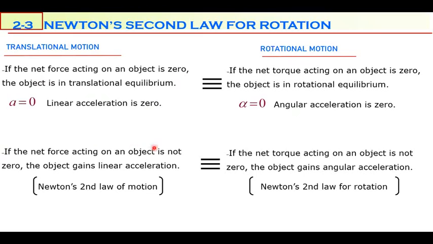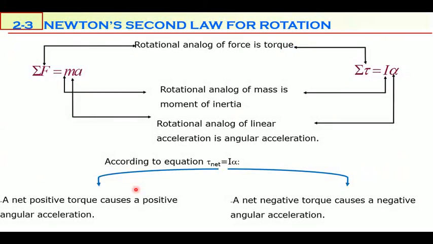What if the force acting on the object is not zero? Then the object gains acceleration, which is known as Newton's second law of motion. What if the net torque acting on an object is not zero? The object gains angular acceleration, which is known as Newton's second law for rotation. Their equations are also very similar. This is the equation for Newton's second law for motion: F is equal to m times a.